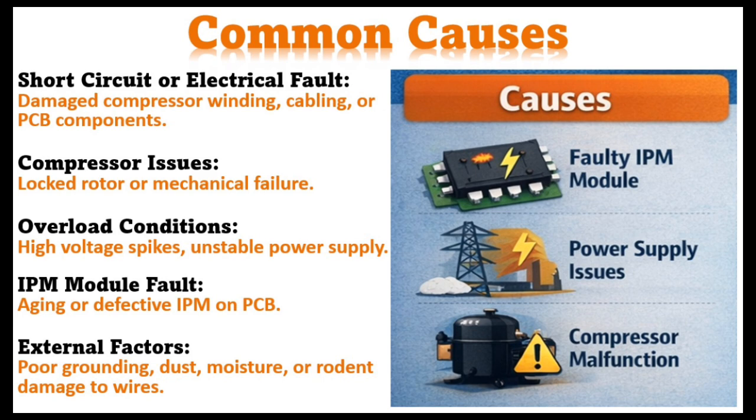Third, overload conditions caused by high voltage spikes or unstable power supply can affect the IPM. Fourth, an aging or defective IPM module on the PCB itself can be the culprit. Finally, external factors such as poor grounding, dust, moisture, or rodent damage to wires may also cause this error.